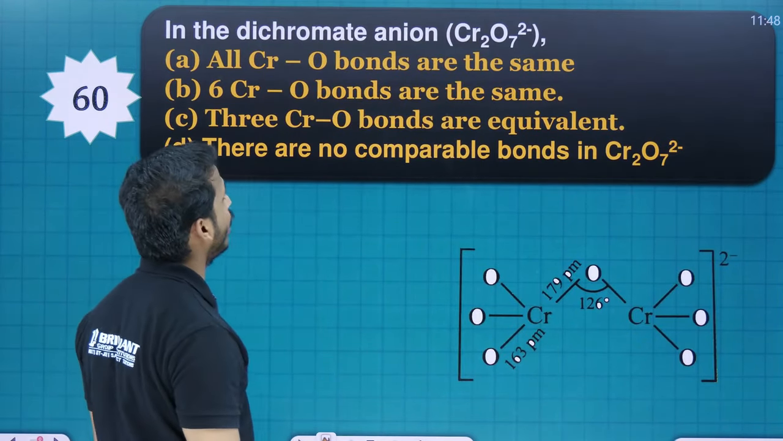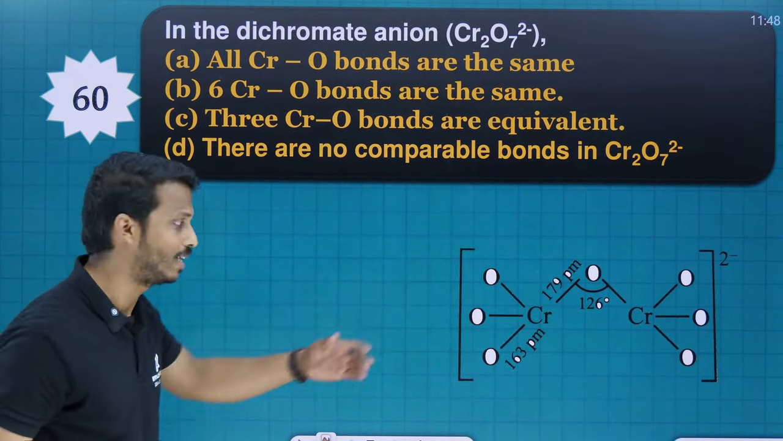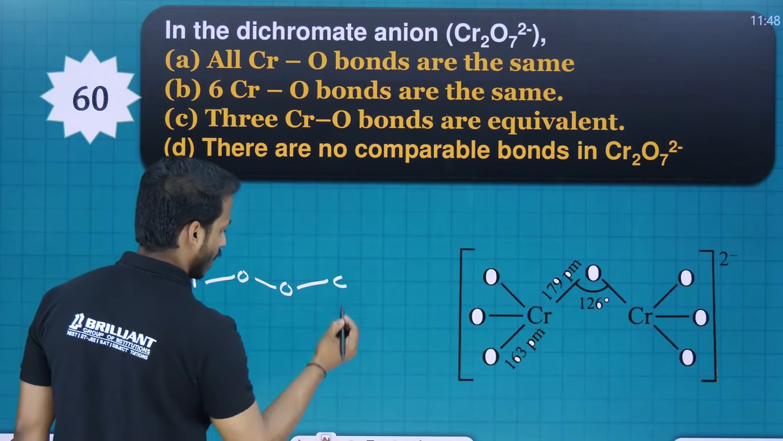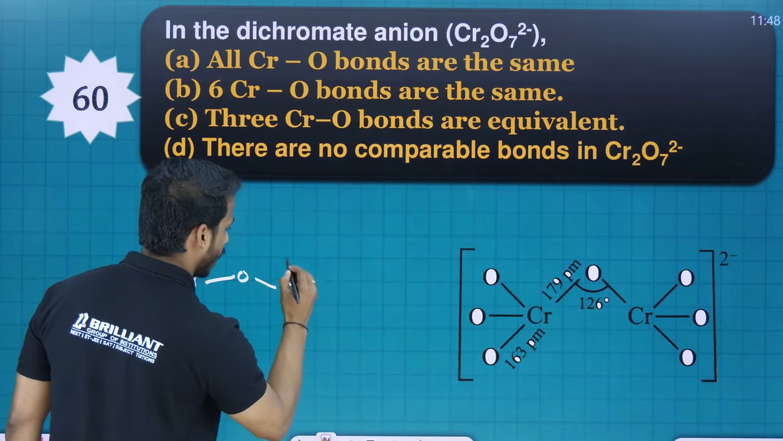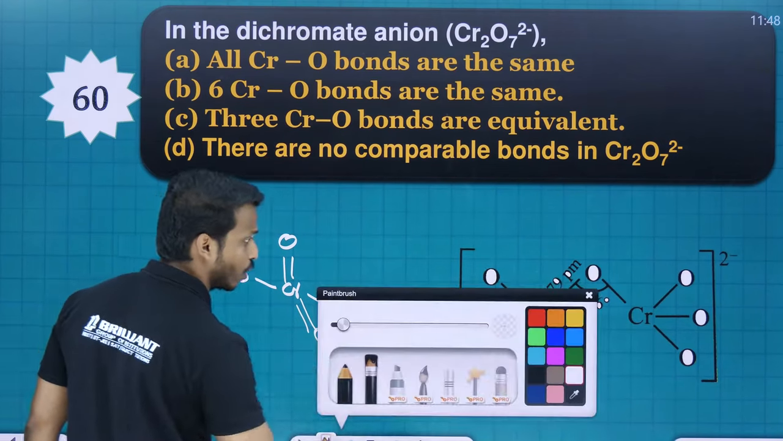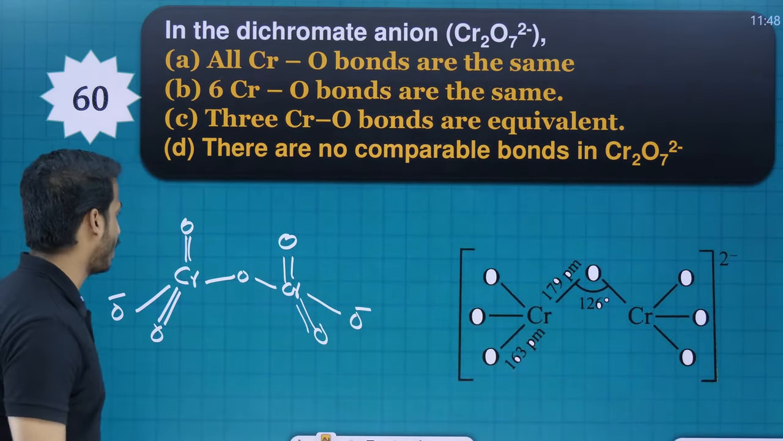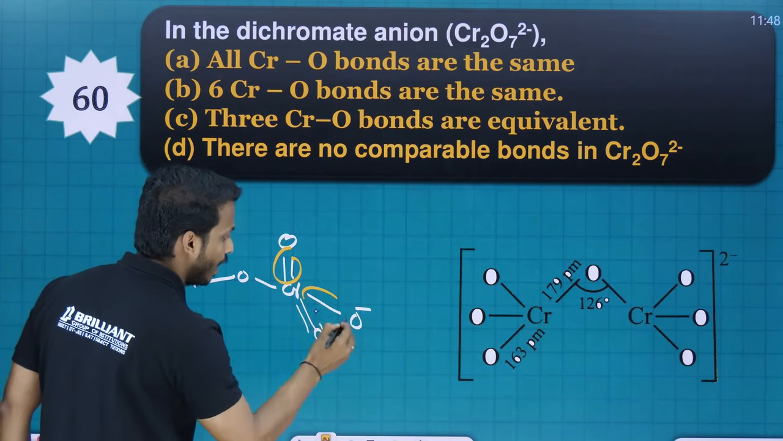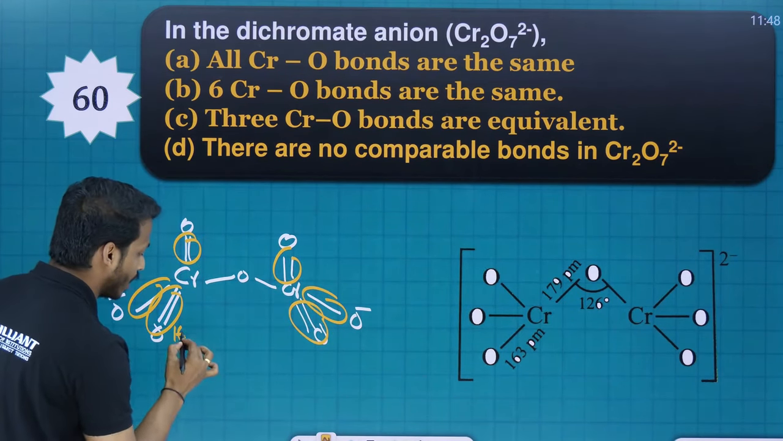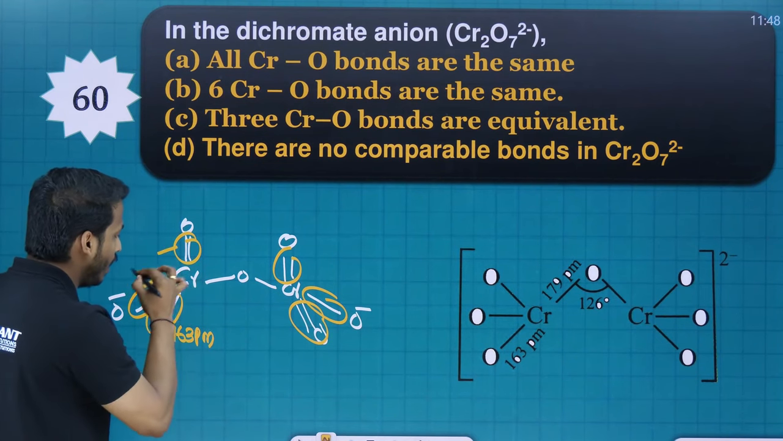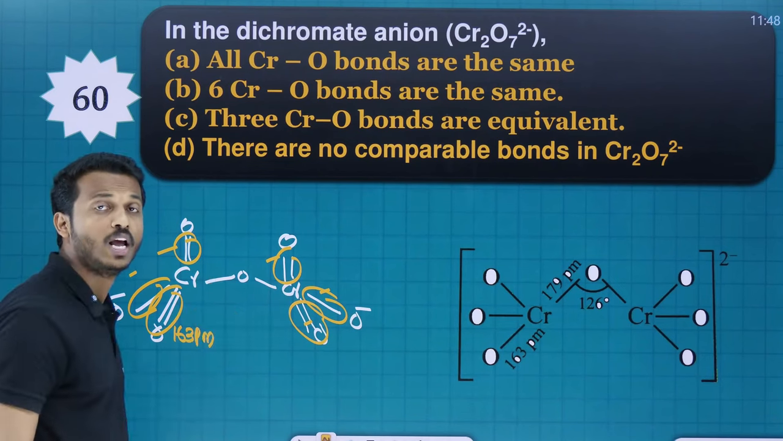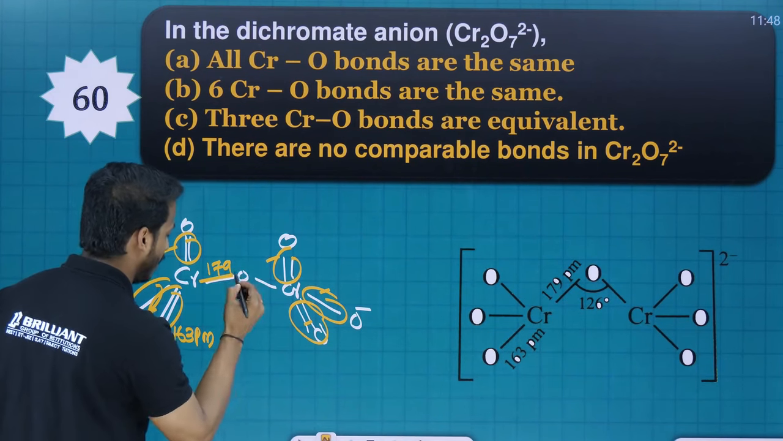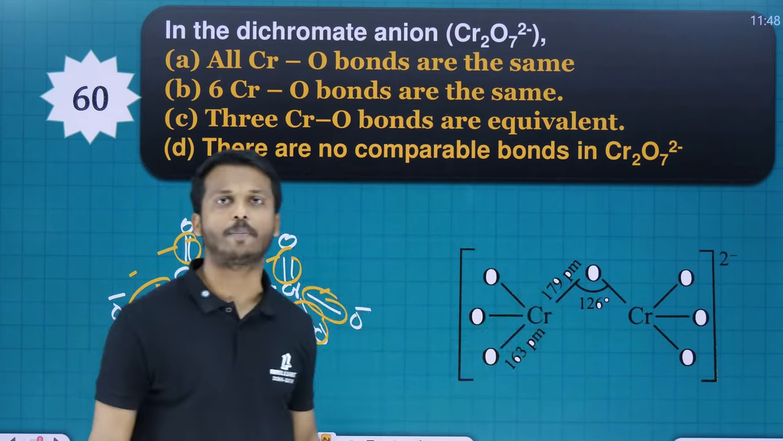In the dichromate anion, Cr2O7 2 minus, its structure we already noted, right? Cr double bond O, O minus. This is the structure of the dichromate ion. Dear all, in the dichromate ion, be careful about the bonds. Can you see these 6 bonds? 1, 2, 3, 4, 5, 6. The outside terminal bonds, their bond length is around 163 picometer. Whereas the bridged one is around 179 picometer.